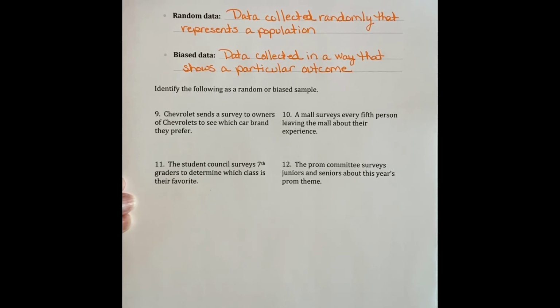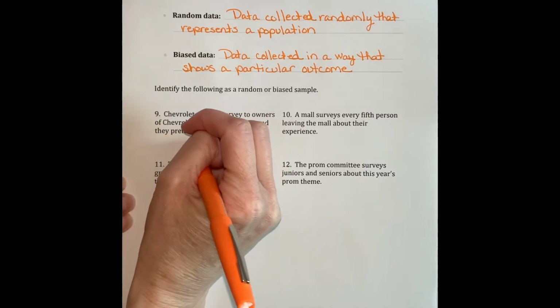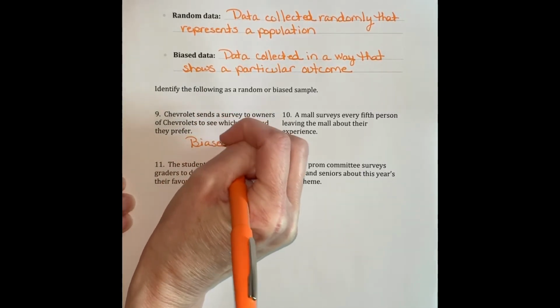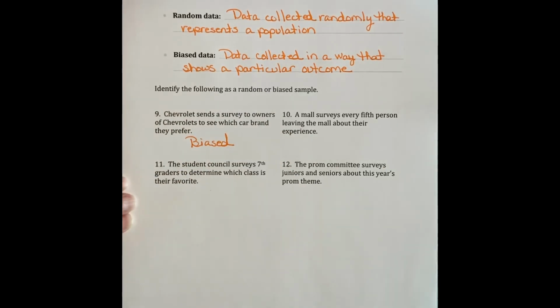Number 9, Chevrolet sends a survey to owners of Chevrolets to see which car brand they prefer. That is biased. Do you see why? They are only sending it to owners of Chevrolet, so they're probably going to say that they prefer a Chevrolet.